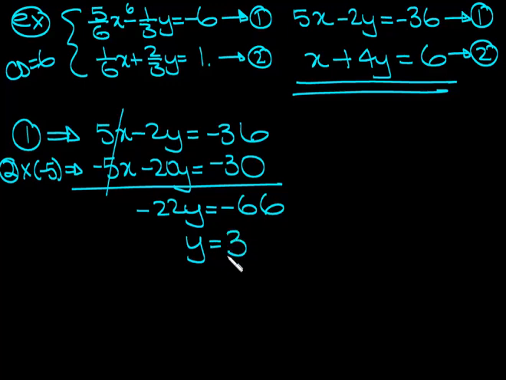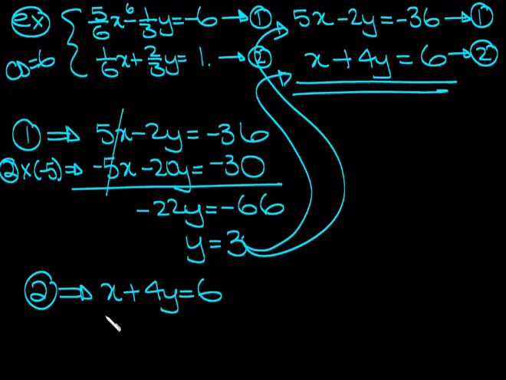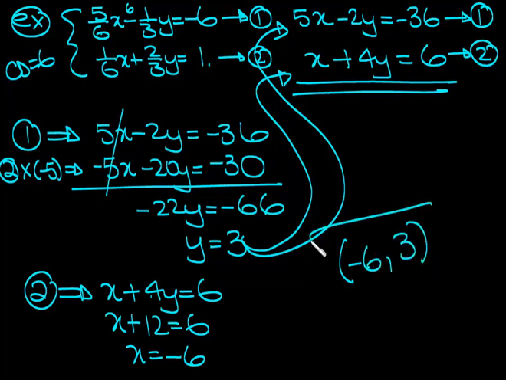Okay. Once we find y, to find x is easy. You can take this y value and plug it into any one of these. It doesn't matter which one. I'm not going to plug it into the ones with fractions because I got rid of the fractions and got these two that are easier. So I'm going to plug it into the second one. I have x plus 4y is equal to 6. So we have x plus 4 times 3, which is 12, is equal to 6. We get x is equal to negative 6. So my solution is negative 6 and 3.